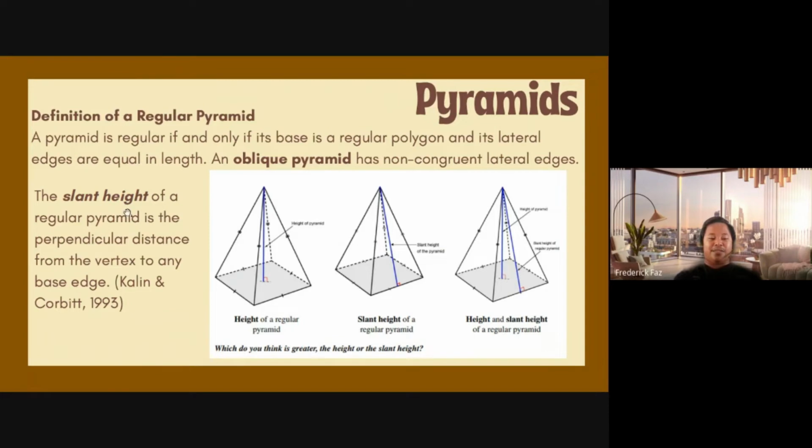The slant height of a regular pyramid is the perpendicular distance from the vertex to any base edge po. So ito po yung ating slant height dito. So titignan po natin siya po ay perpendicular distance from the base edges po to the common vertex po. So ito po ay perpendicular po yan. And then, kung titignan po natin, yung height ng pyramid is the perpendicular distance from the center of the base to the common vertex. Slant height.